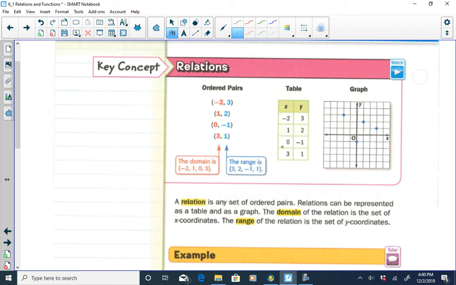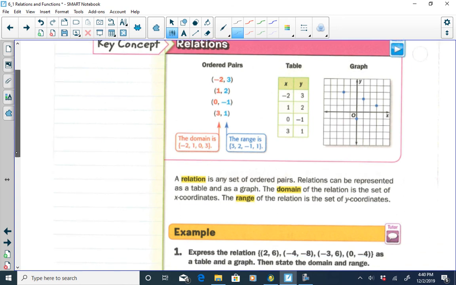If we're graphing that relation, we would simply use our ordered pairs, and we would graph the ordered pairs on a coordinate plane. Alright, so let's continue.